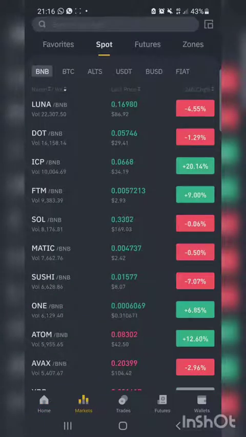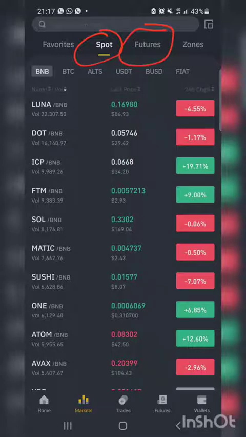Now when you click on markets, basically you have the spots and the futures. Now this is about spot trading and not futures trading. What's the difference between both of them? First of all, in spot you do not lose your capital. That's because you do not also collect leverage. Now what is a leverage?